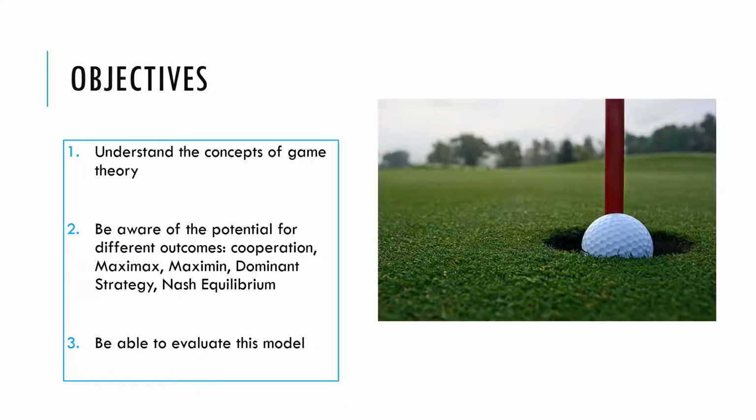So in this video, we looked at the concept of game theory. We looked at different types of strategy and outcomes. For example, collusion, maxi-max, maxi-min, dominant strategies, Nash equilibriums. And we've briefly touched on some ways in which we might evaluate this model.